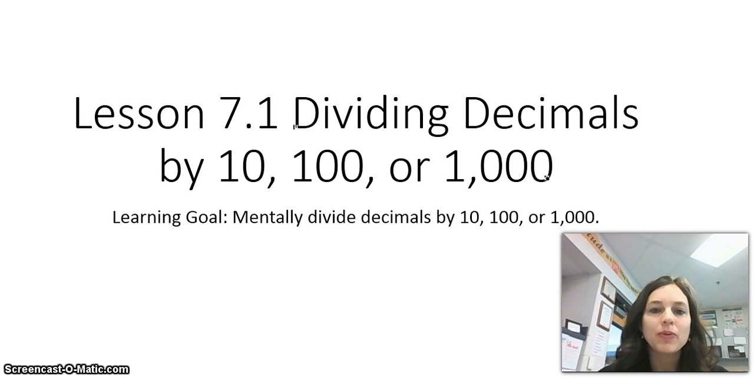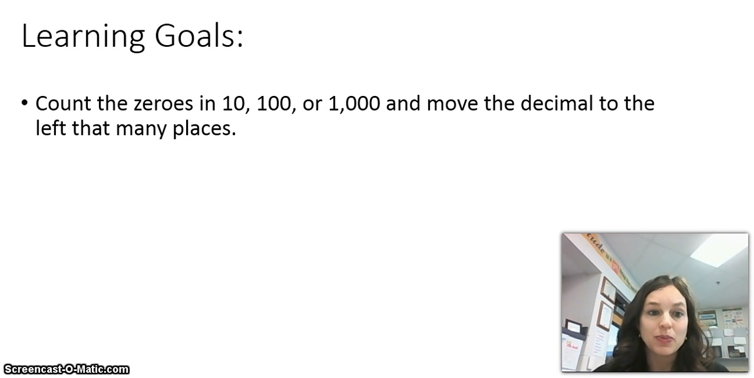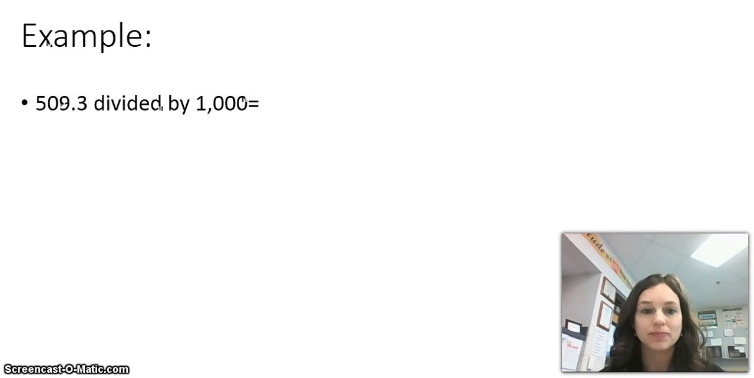Right, this is lesson 7.1, dividing decimals by 10, 100, or 1000. Our learning goal is to mentally divide decimals by 10, 100, or 1000. So here are some more learning goals. Count the zeros in the 10, 100, or 1000 and move the decimal to the left that many places.